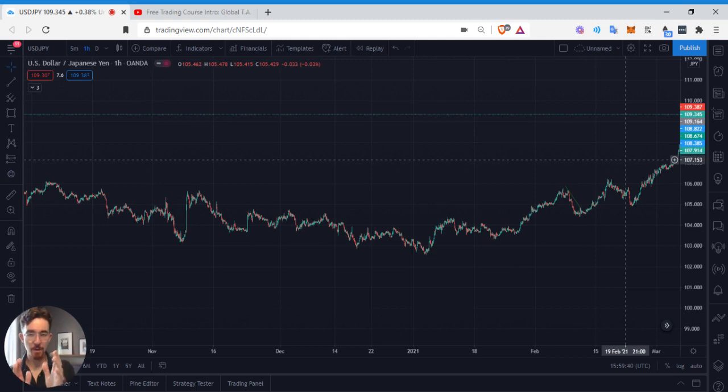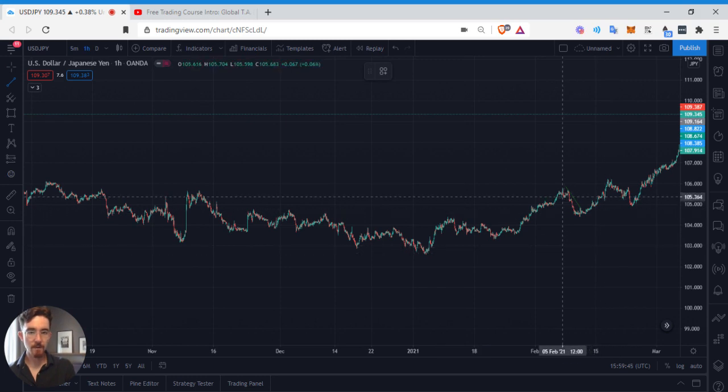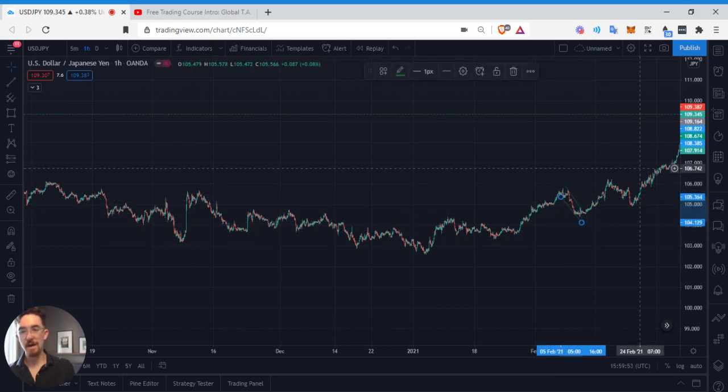Again, it's all about probabilities. So you would draw it like this. Go from here to here, and out of this you could trade that. Okay. Personally, I'm not a big fan of bull flags and bull pennants.